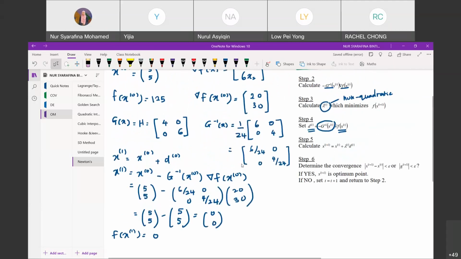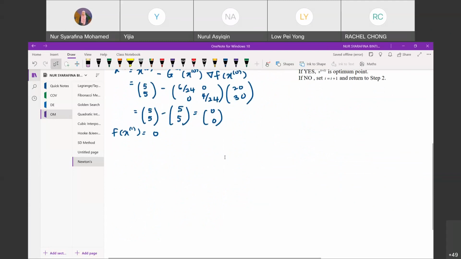Okay, we have done updating the point. Then determine the convergence: xi plus 1 minus xi less than epsilon, or the modulus of gi plus 1 less than epsilon. So we use g here, where g is what?